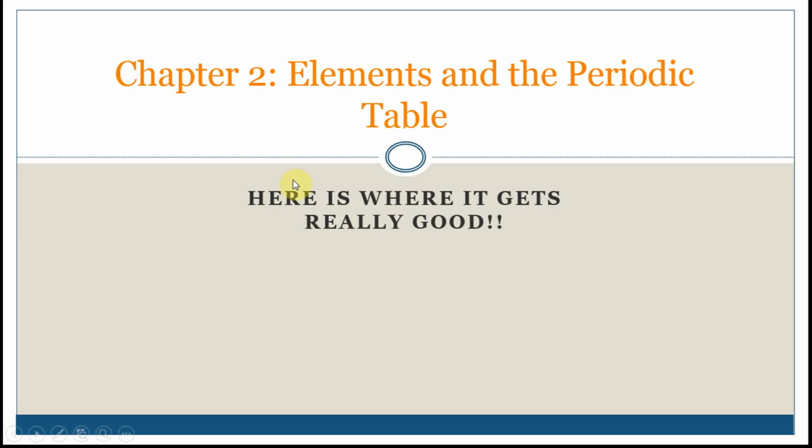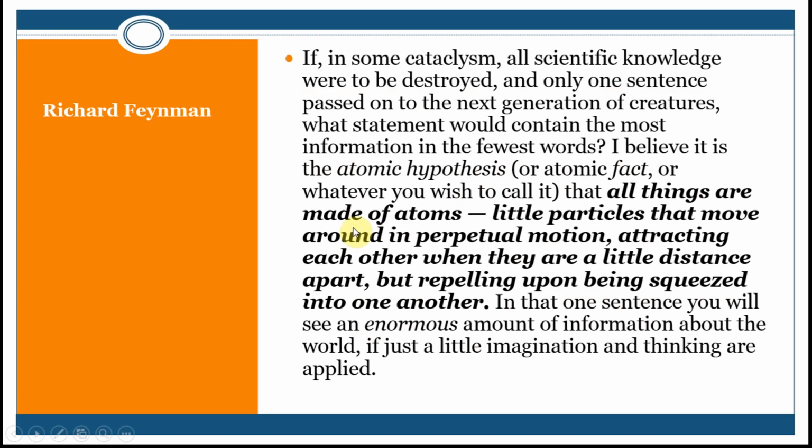Here's where it gets really good as far as I'm concerned. This is the alphabet of the periodic table of the elements of the universe. The periodic table is how the universe spells. I wrote this down. It's not in your notes. This is from Richard Feynman, who won a Nobel Prize in physics. Someday I'll go on a Feynman rant because he's one of my favorite scientists of the last century. But here's what he said.